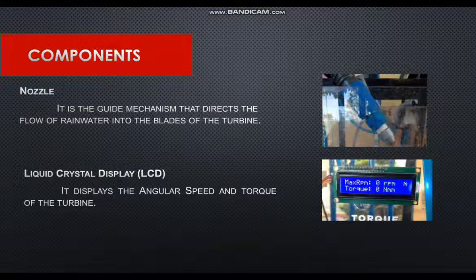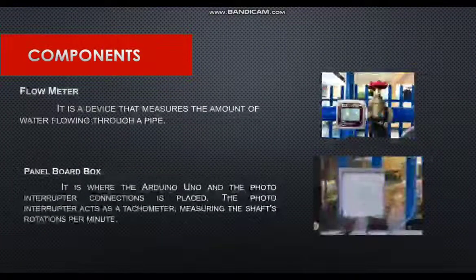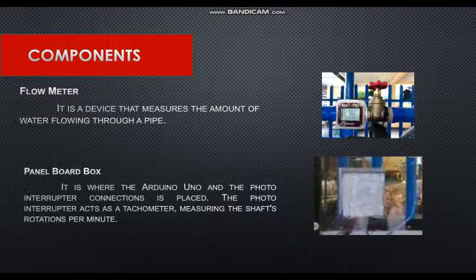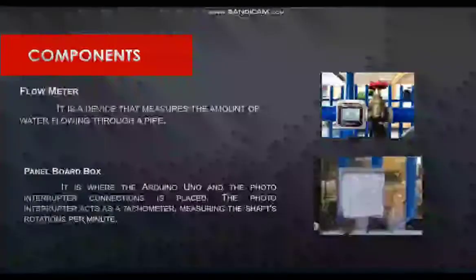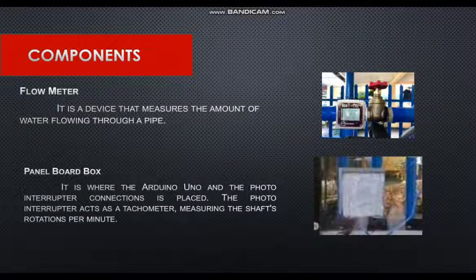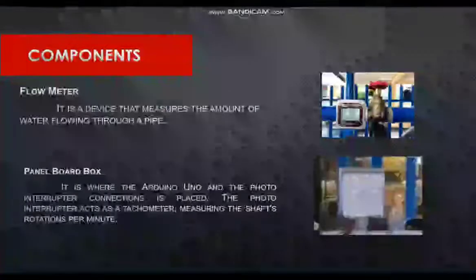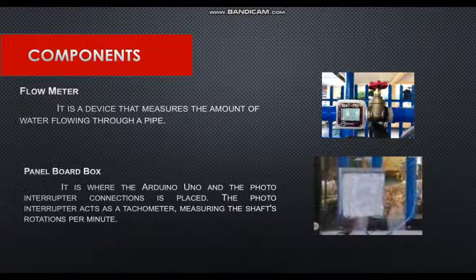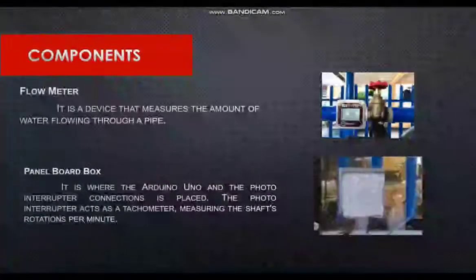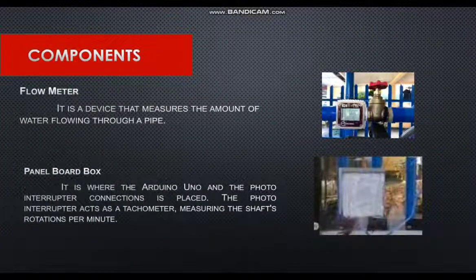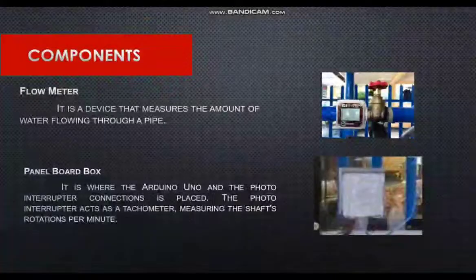The liquid crystal display or the LCD. It displays the angular speed and torque of the turbine being measured. The flow meter. It is a device that measures the amount of water flowing through a pipe. The panel board box. It is where the Arduino Uno and the photointerrupter connections are placed. The photointerrupter acts as a tachometer, measuring the shaft's rotations per minute.